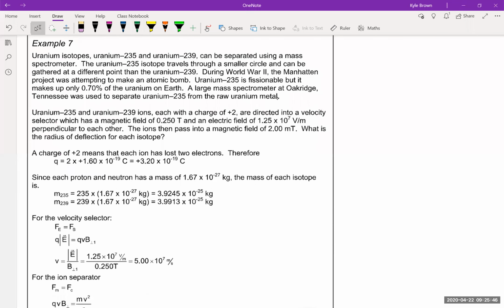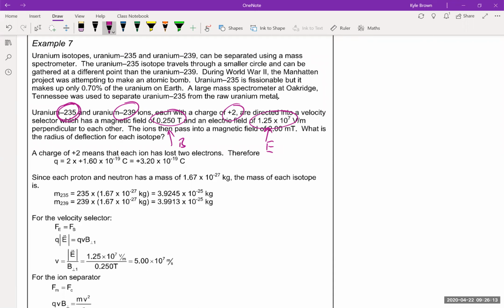So let's say you've got uranium-235 and uranium-239. It's just like two questions in one here, but let's just focus on 235 for a second. And it says each has a charge of +2, okay? And they're directed into a velocity selector, which has a magnetic field, and we know the electric field strength. So we know B, and we know E.